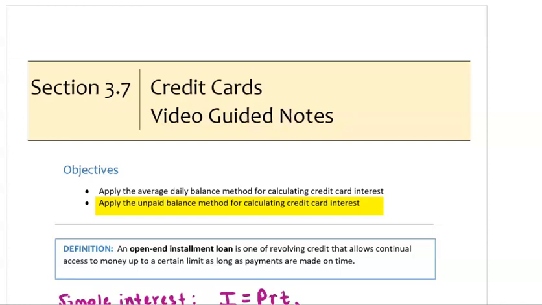Section 3.7 Credit Cards, Video 2. In this video, we will cover the following objective. Apply the unpaid balance method for calculating credit card interest.